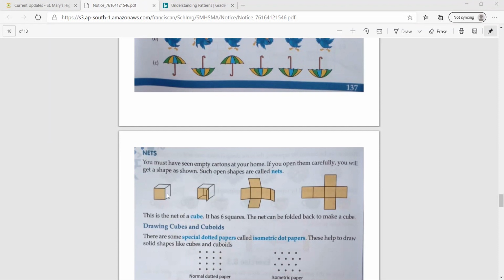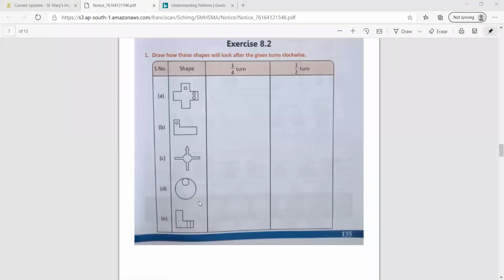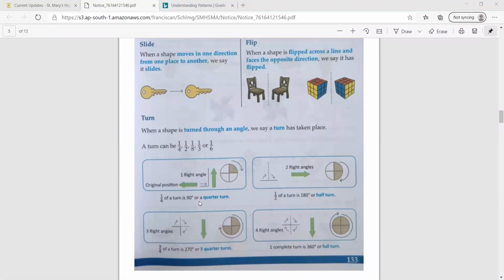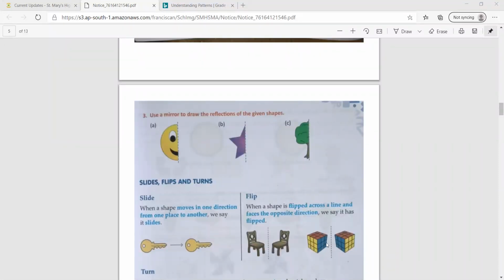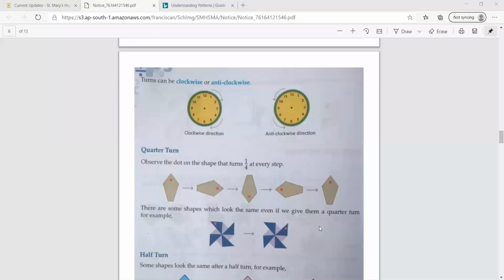Exactly identical 6 sides, then it will be called a cube. You must have seen a Rubik's cube. Let me show you the picture of the Rubik's cube. Yeah, this is the Rubik's cube. Okay, so in this all the 6 sides will be identical. So that is a cube.